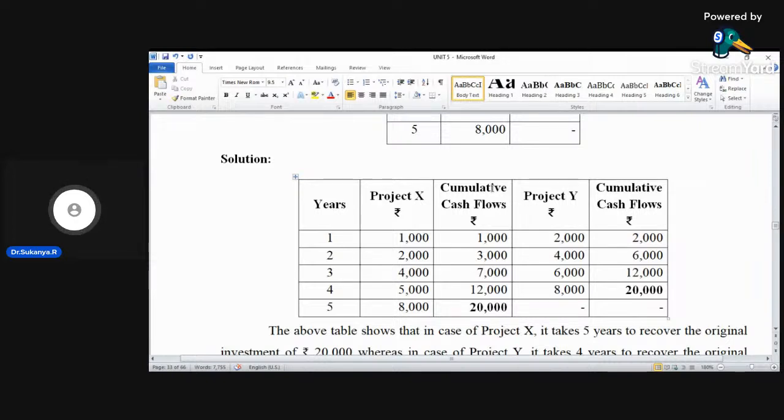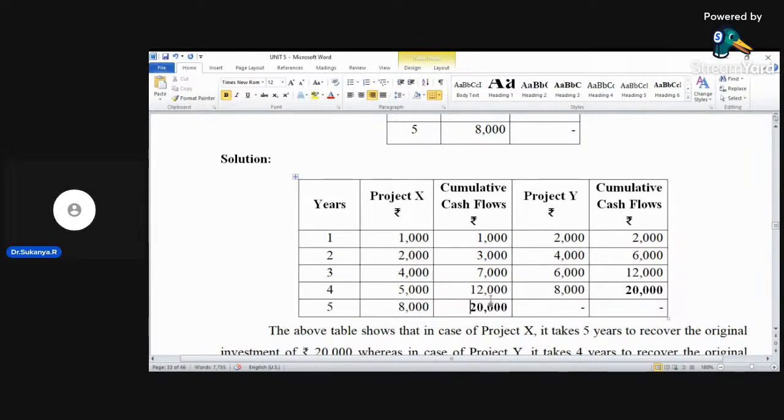Okay, so what are the cumulative cash inflows? In the first year, the cumulative cash inflow will be 1000 rupees. In the next year, it will be 3000. Why is it 3000? 1000 plus the cash inflow of the second year, so 1000 plus 2000 gives you 3000 rupees. In the next year, it will be 3000 plus 4000 rupees, which gives you 7000 in the third year. In the fourth year, it will be 7,000 plus 5,000, which is 12,000. And in the fifth year, it will again be 12,000 plus 8,000, which will be 20,000 rupees in the fifth year.